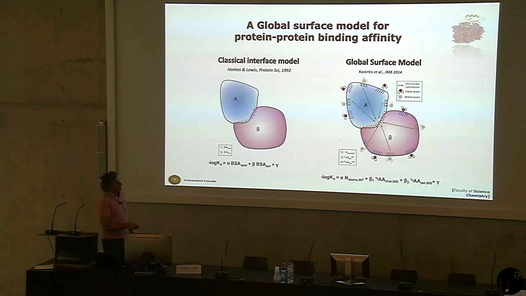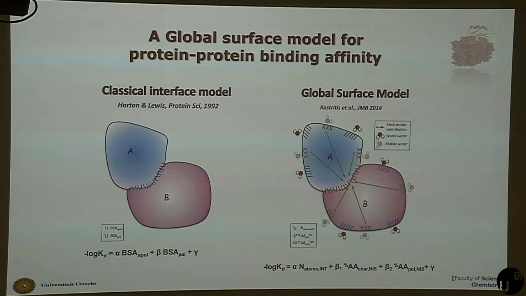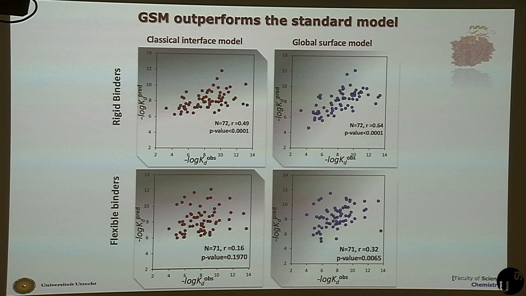So this is the number of atoms at the interface. This is a proxy of the buried surface area. And then we have the percentage of charged residues on the non-interacting surface and the percentage of polar residues on the non-interacting surface. So this is our model, and this is what it's giving. So Horton and Lewis gives you 0.5. The best energetic model that we tested, and these are not free energy calculations, was giving you 0.5 as well. So now we are at 0.64, so it's slightly better, and this was as good as it was getting at the time. And you also start seeing correlations for the complexes that are changing conformations during binding.